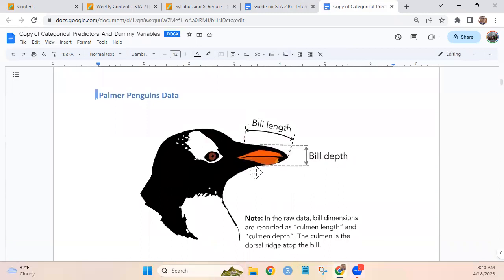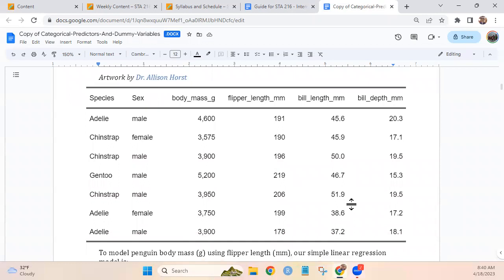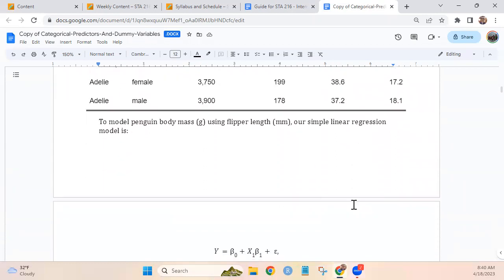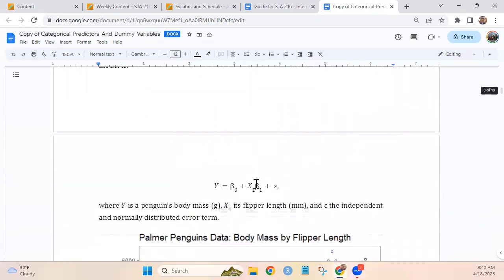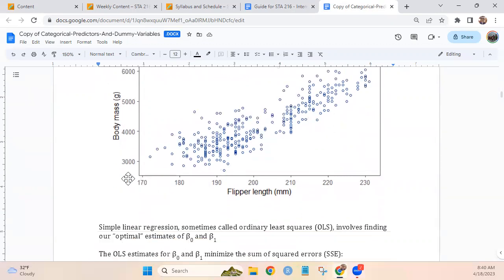So if we're thinking about the Palmer penguins data, for example, where we had all these variables on different penguins, we can model a penguin's body mass using its flipper length. Body mass is equal to some constant intercept term plus their flipper length times a slope plus an error. So this is the type of relationship that we get.